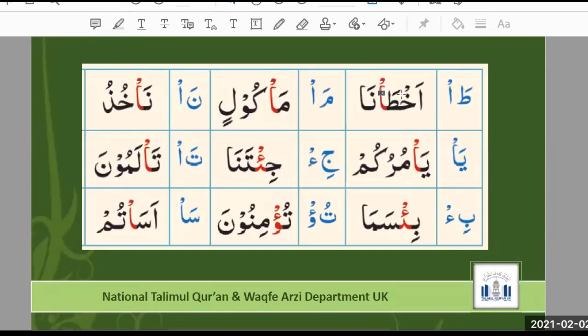So I will request first Toban Sahib. He will let you know how to read all these. Then we will go for the practice today.